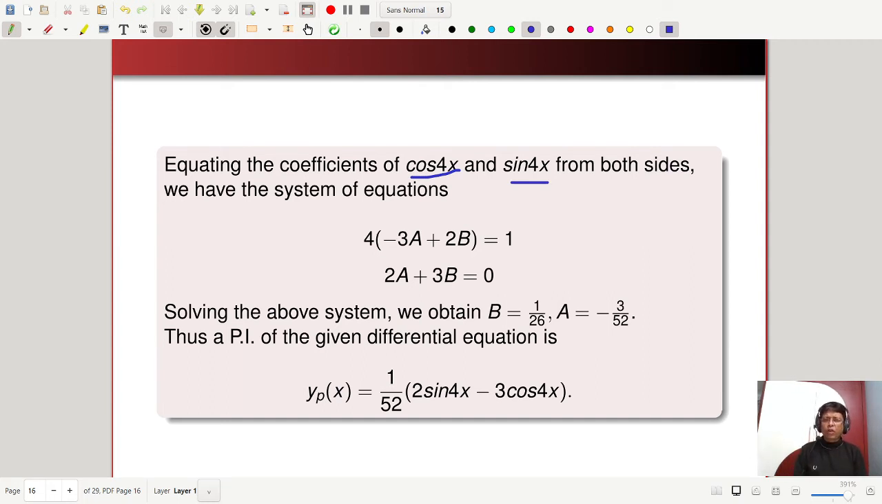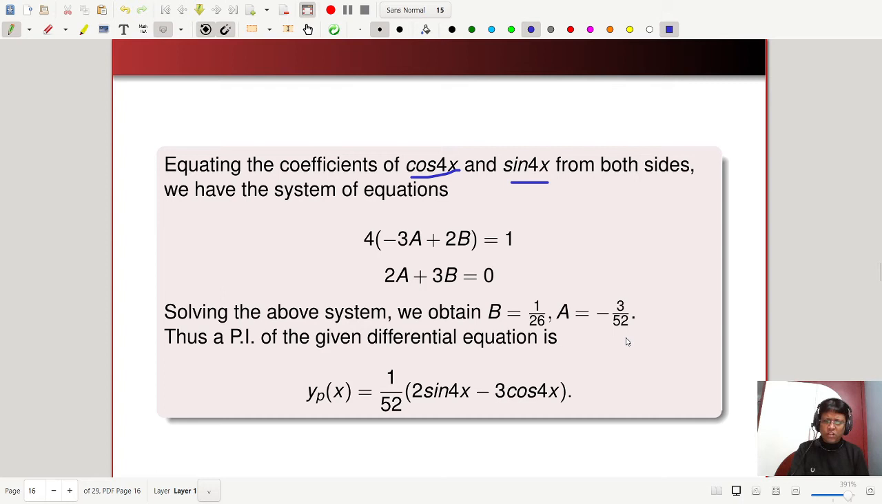You have to equate the coefficients of cos 4x and sin 4x from both sides. We have the system of equations: 4 times minus 3a plus twice b equal to 1, 2a plus 3b equal to... So you have to equate the coefficient of cos and sine, and this is simultaneous. You have to solve. And solving, you will get b equal to 1 by 26 and a equal to minus 3 by 52.